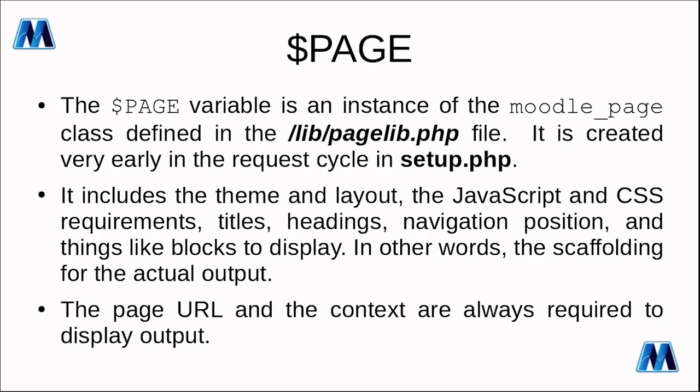It includes all kinds of information like the theme and the layout, the JavaScript and the CSS requirements, titles, headings, navigation, blocks to display. In other words, like I said earlier, it's a kind of scaffolding, the container that contains all the stuff that you need to generate output. Okay, the page URL and the context are always required, and these are properties of that page global.